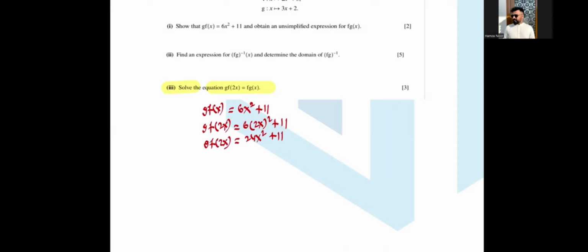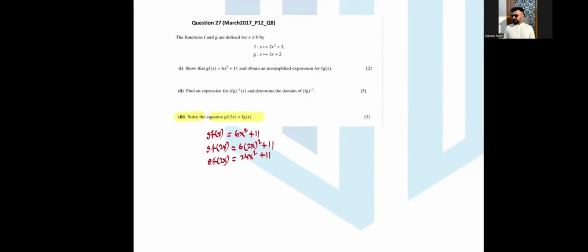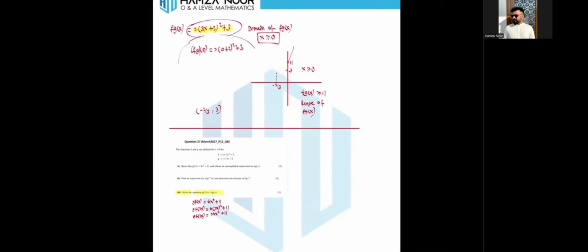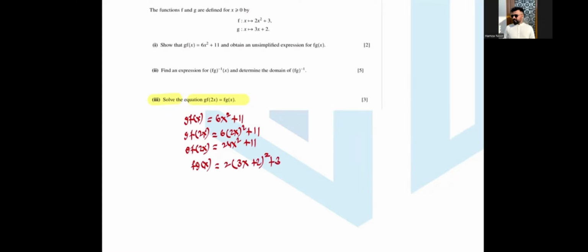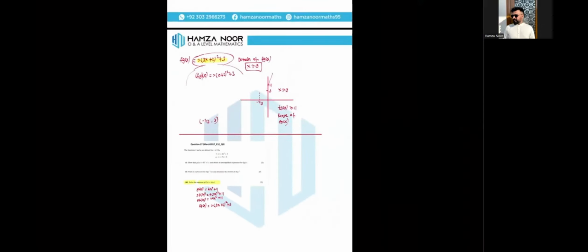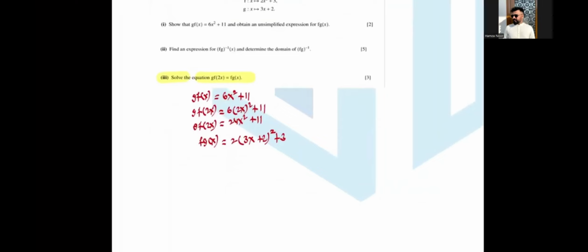And we need to keep this equal to the f(g(x)) function. So f(g(x)) we already obtained, which was 2 times (3x plus 2) whole square plus 3. Is that right? Yes. All right. So we need to keep these two functions equal, and we need to solve the equation.